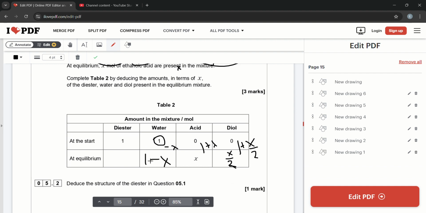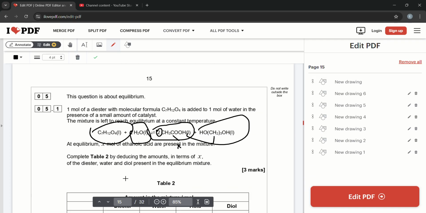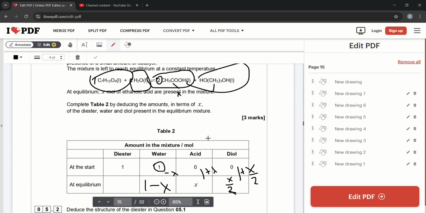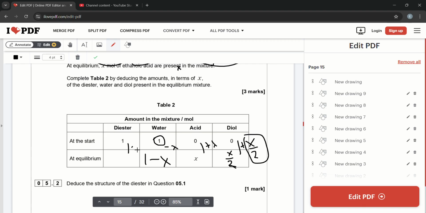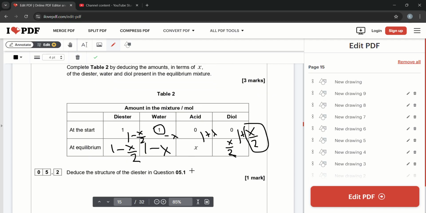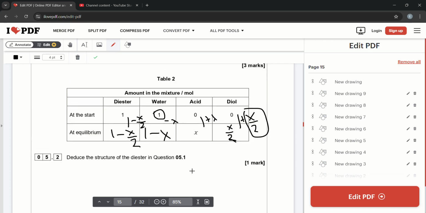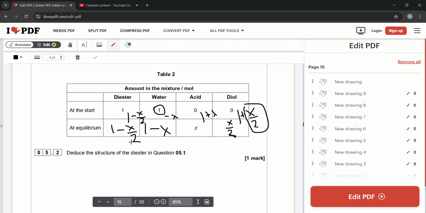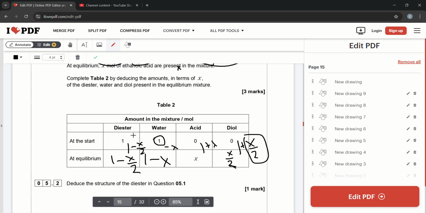And here, instead of minusing X, because it's a 1, here we're adding X over 2, so here we're going to minus X over 2. 1 minus X over 2. So 1 minus X over 2, 1 minus X, and X over 2. A bit tricky, but once you get your head around it, it should be good.